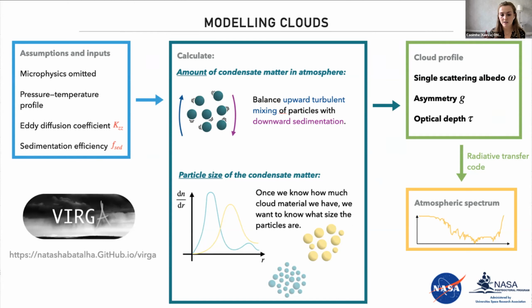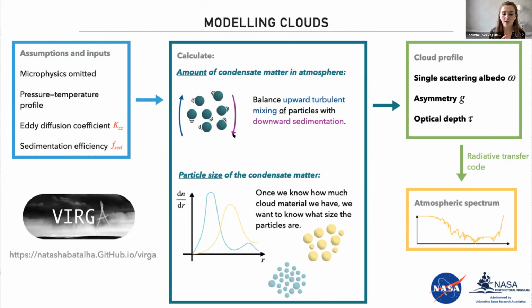And the way we do that is that we solve an equation that looks at how well the particles mix together, how they diffuse in the atmosphere, but also how they rain out. So that's one of the physical laws that define the problem: this equation that defines this upward turbulent mixing and this downward rain, downward sedimentation. That's one of the laws that we would have to consider.